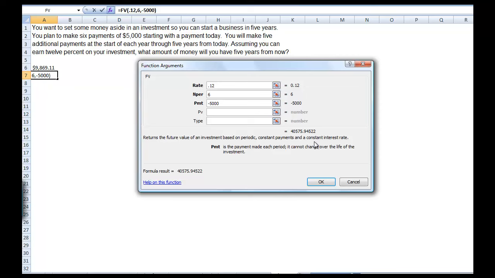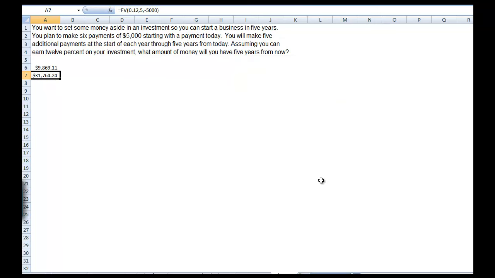Okay, so that's going to give us, I think this should be a 5 instead of a 6 because we already have one payment, so we can only go up to 5. And so now we have a figure of $31,764.24. So that's the other part of this.